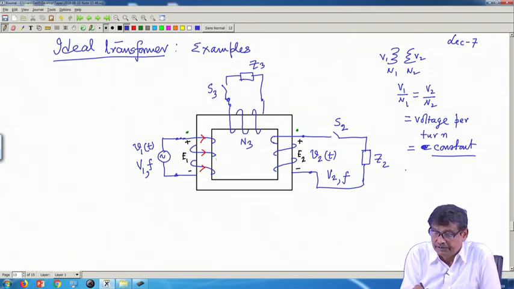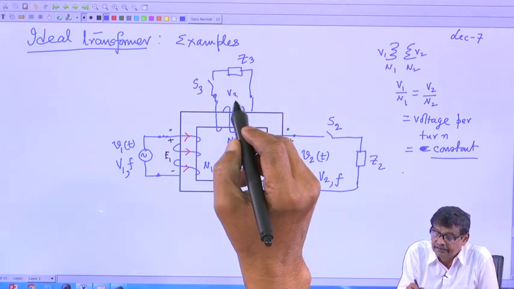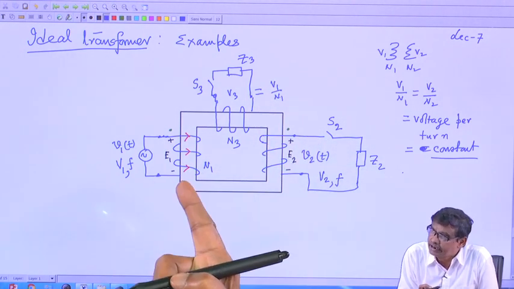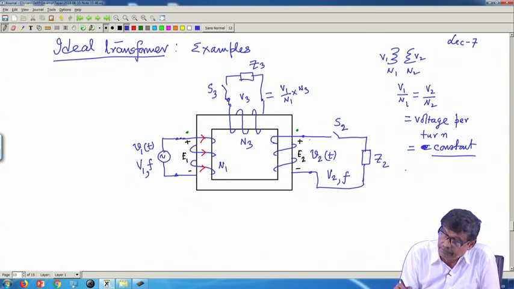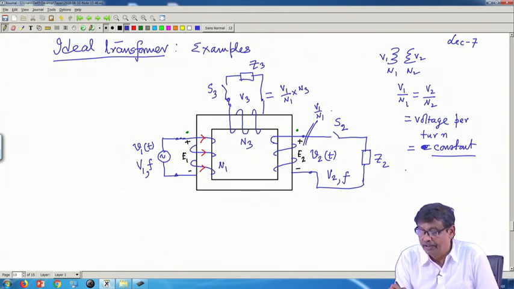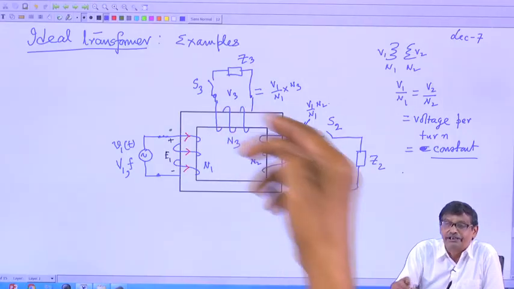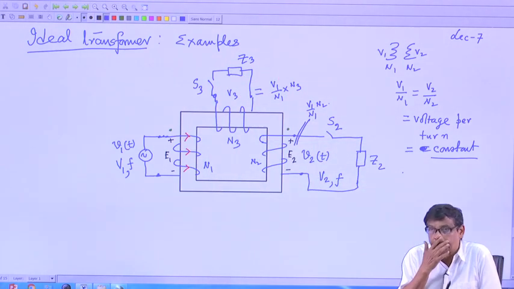So what is the voltage per turn here? It is V1 by N1, and that will remain constant. What will be the voltage available here? V1 by N1 into N3, multiplied with the actual number of turns. So V3 will be equal to the voltage per turn, which I get from the supplied voltage and its number of turns, into N3. Here the voltage will be V1 by N1, the voltage per turn fixed by the primary, into N2. Therefore, you can have two sources of different voltage levels available to you, and you can supply two different loads. That is what I am trying to tell.